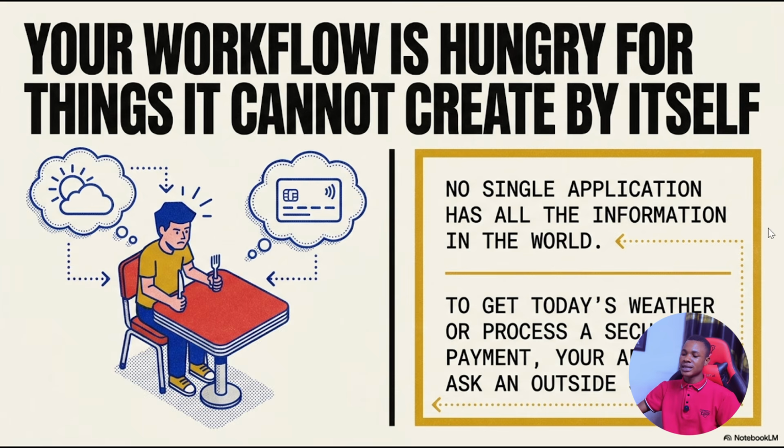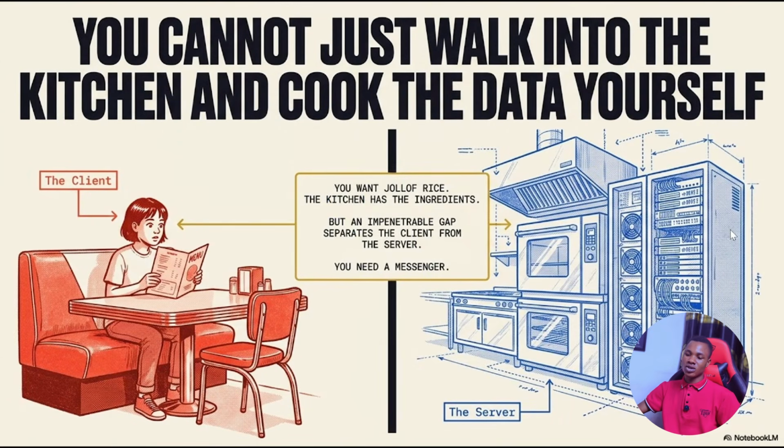And I said I'll be using a restaurant to illustrate it. You cannot just walk into the kitchen and cook the data yourself. You can't just go into n8n and say, let me cook everything, and n8n will do the whole work for you. You notice that we have been introducing nodes, API keys, tools, memory and all of those things. That's because n8n needs all these things to work.